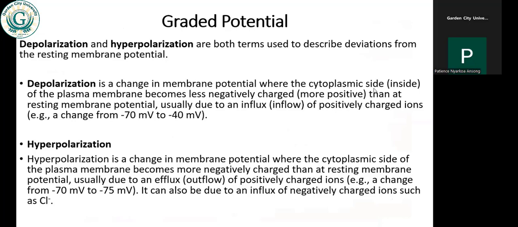So with graded potential, we have depolarization and hyperpolarization that basically explain deviation from the resting membrane potential. Depolarization, as I explained, is where we move the membrane potential to a less negative or more positive value. And hyperpolarization is where we move the resting state to a more negative value.